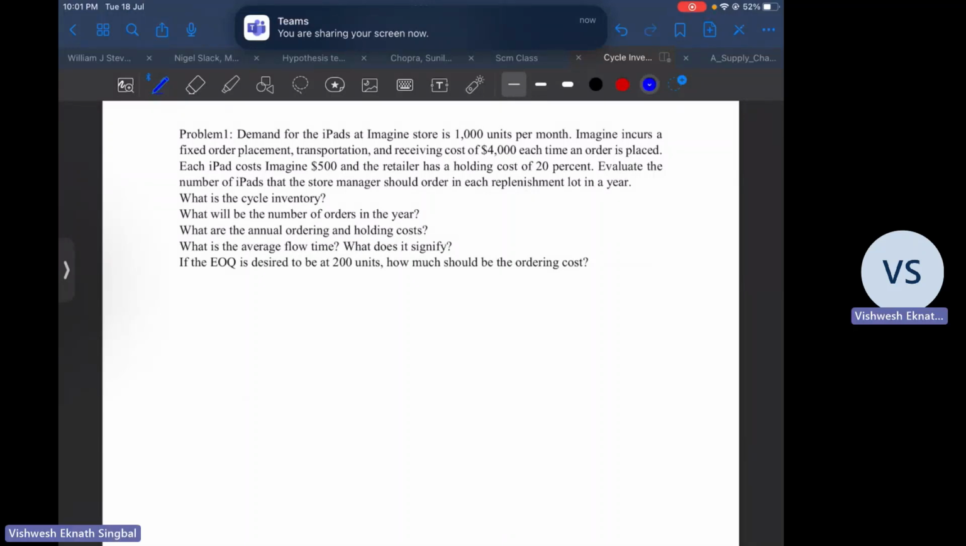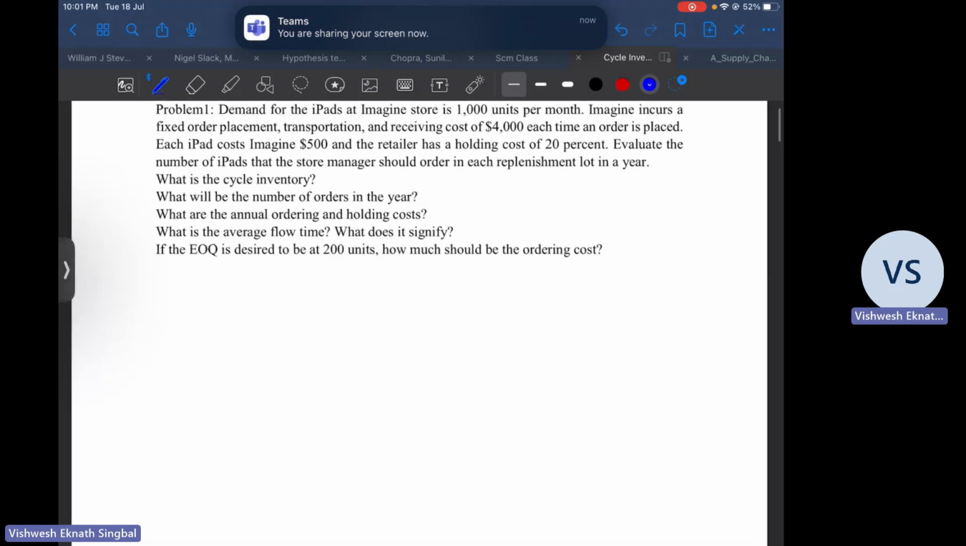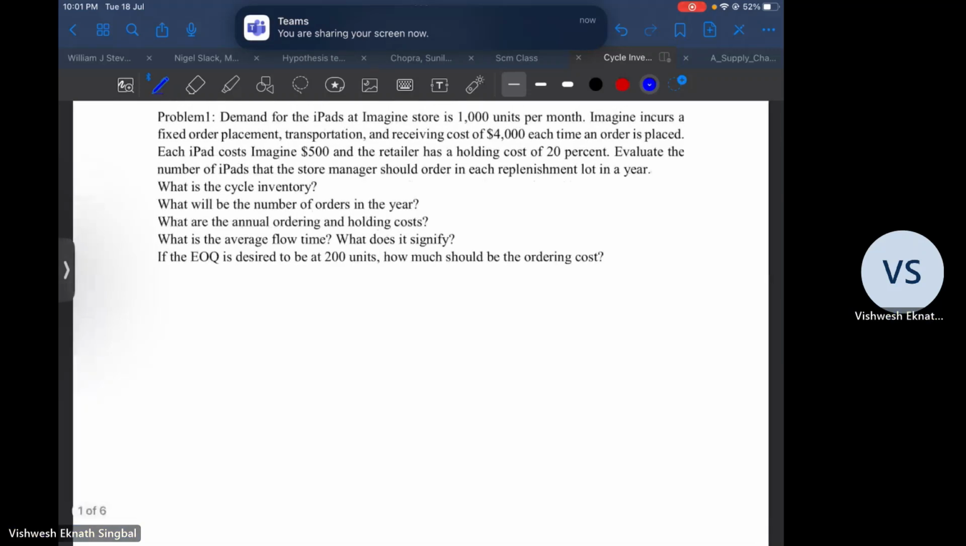So we are solving the EOQ problems, the cycle inventory problems. So this is the first one, which is the simplest of the lot. The problem here states that demand for the iPads at Imagine Store is 1,000 units per month. Imagine incurs fixed order placement, transportation and receiving cost of $4,000 each time an order is placed. Each iPad costs around $500 and the retailer has a holding cost of 20%.